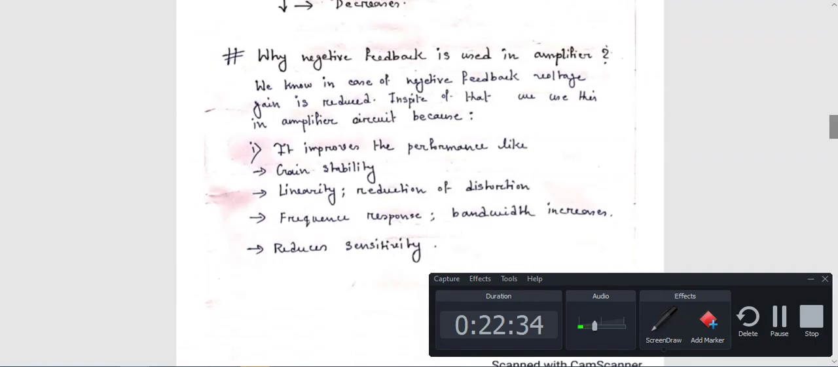So it is seen that though in a negative feedback amplifier voltage gain is reduced, here you have lots of advantages compared to a positive feedback amplifier. That's why this negative feedback is used in amplifier circuits. Okay.